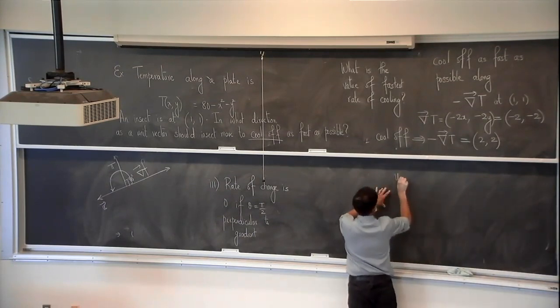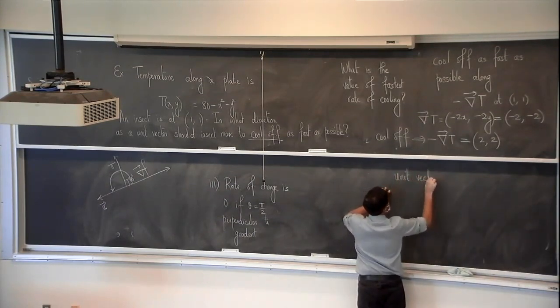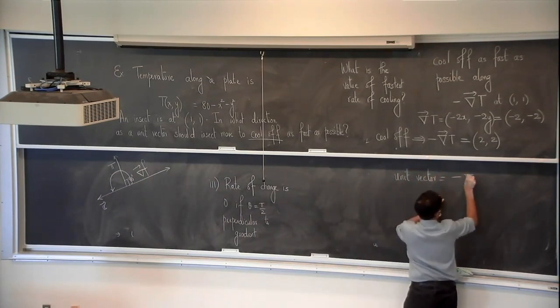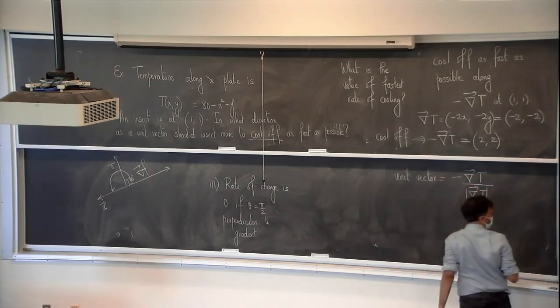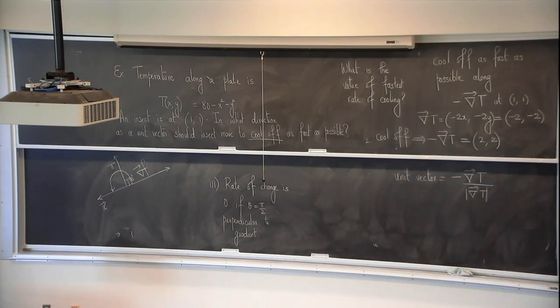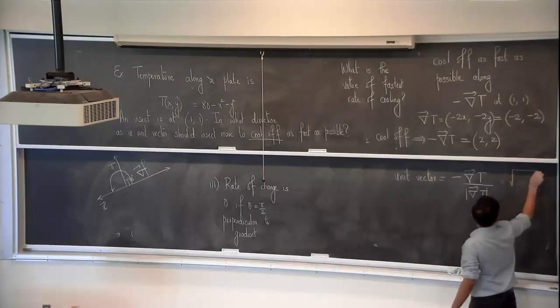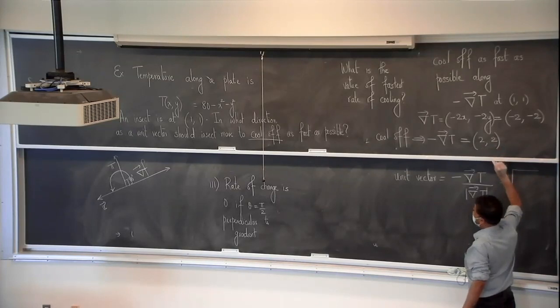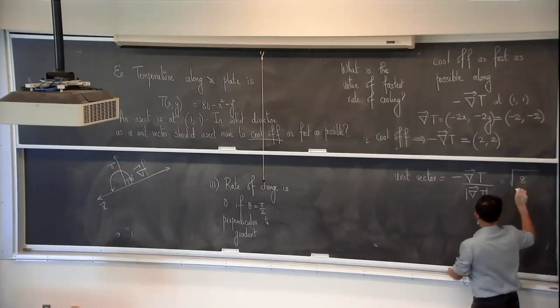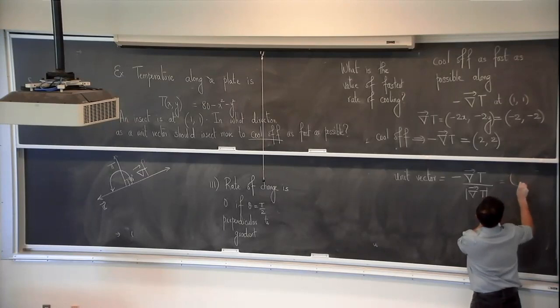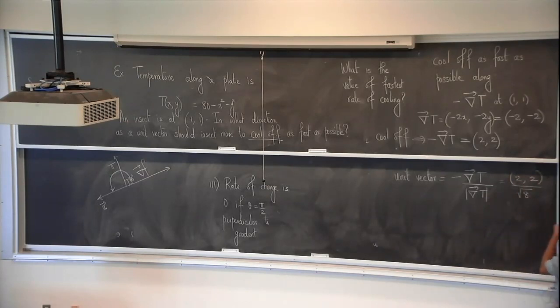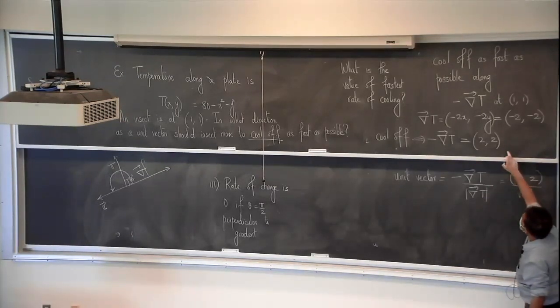So the unit vector corresponding to this would be the negative gradient of T divided by the magnitude of the gradient of T. And that's going to be the square root of 2 squared plus 2 squared, so the square root of 8. Okay. That's 2 divided by the square root of 8. I already applied the negative there. That is my negated gradient vector divided by the magnitude.